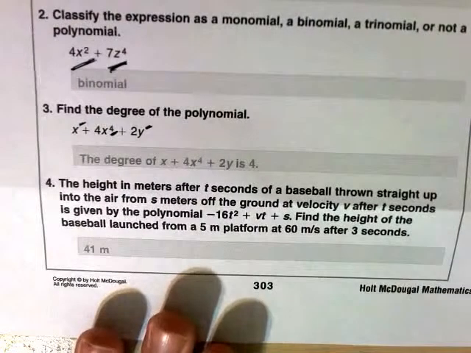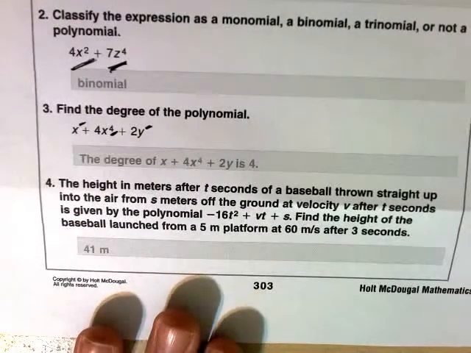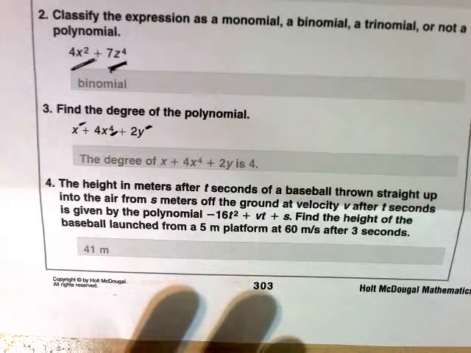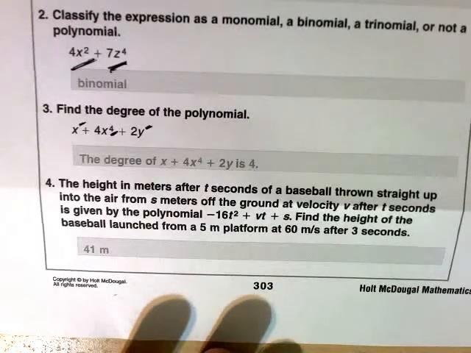All right, let's go ahead and take a look here at number 4, which is probably where we'll spend the most time here in this set. The height in meters after t seconds of a baseball thrown straight up into the air from s meters off the ground at a velocity v after t seconds is given by the polynomial negative 16t squared plus vt plus s. Find the height of the baseball launched from a 5-meter platform at 60 meters per second after 3 seconds.